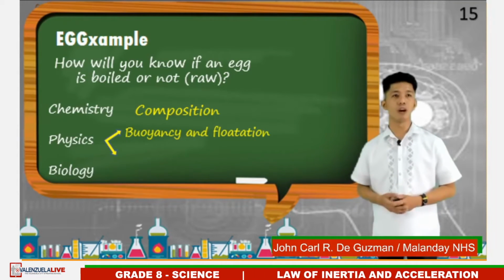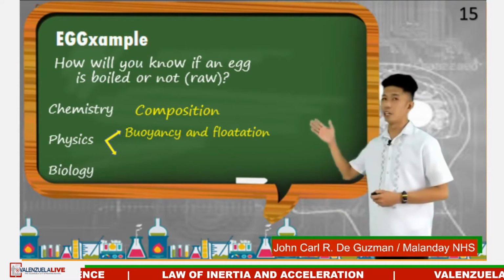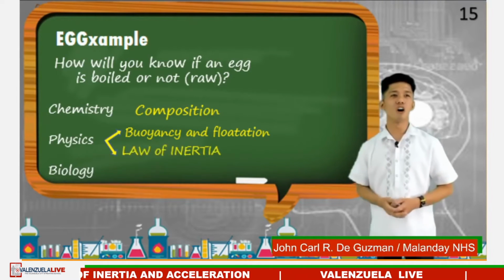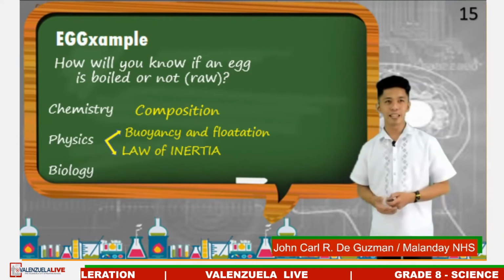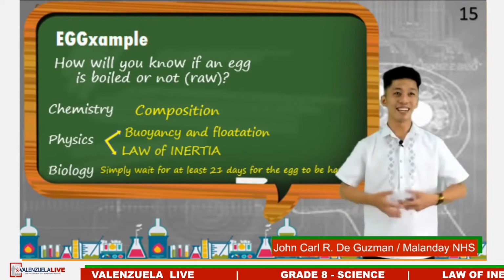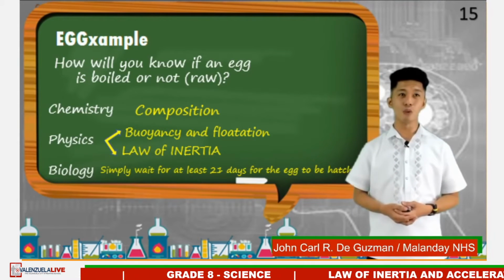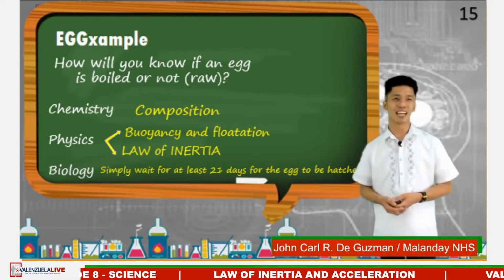We can use the buoyancy and flotation topic, but this topic is in grade 10. So we'll focus on the second one, which is the law of inertia. Later, we will have an example of it. And then the last one is biology. In biology, you just need to simply wait for at least 23 days for the egg to be hatched. So that is the biological way.